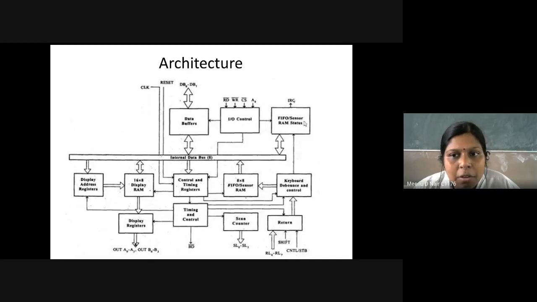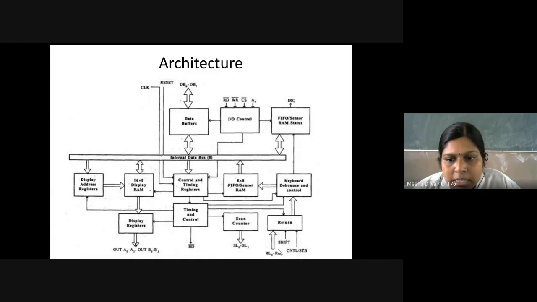Next one is the FIFO status. All those things we will see in detail. This is the internal data bus, marked as 8, so this is an 8-bit internal data bus. From the internal data bus, it is receiving the data, and the control and timing registers. Then the 8 by 8 FIFO sensor RAM. FIFO is nothing but first in, first out. Sensor RAM. Then keyboard debounce and control.